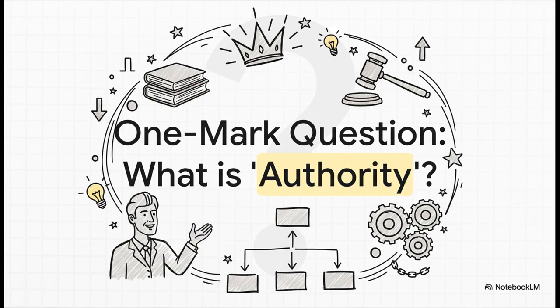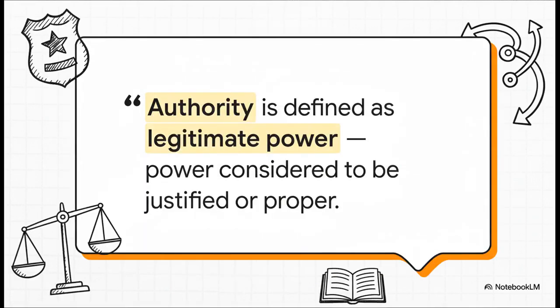What is the definition of authority? What is it? Here is the perfect answer. You have to write that authority is legitimate power. The word legitimate is key. It means it's the kind of power that people agree is fair and just. For example, a teacher has authority in the classroom because we all accept their role. That's it. If you write that, you're getting full marks.